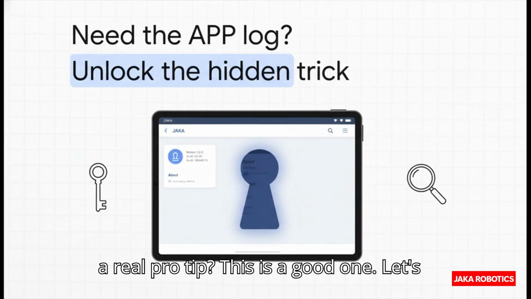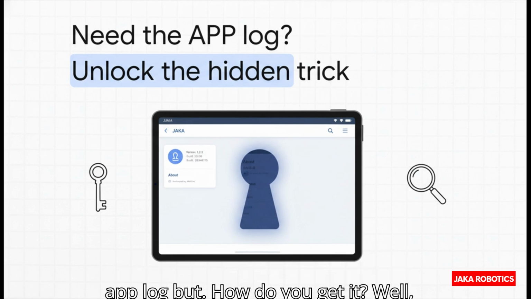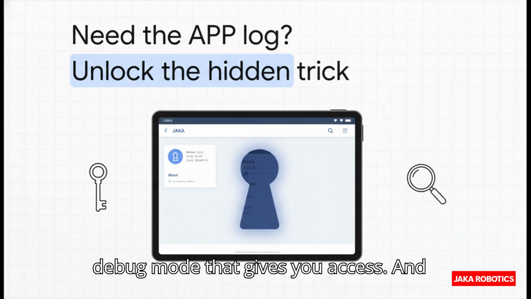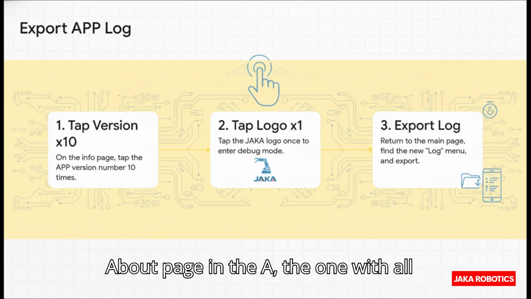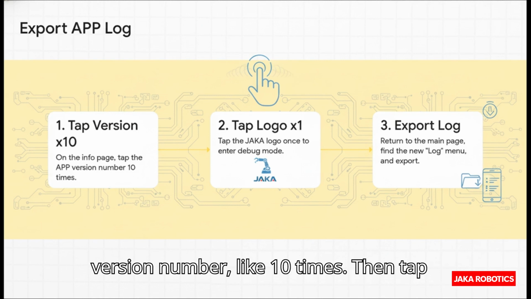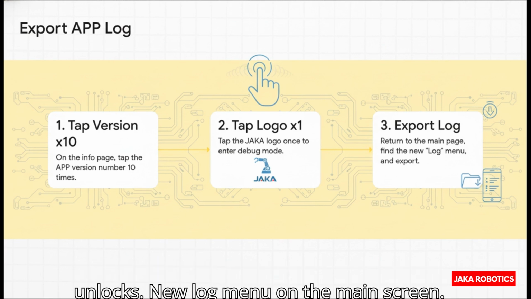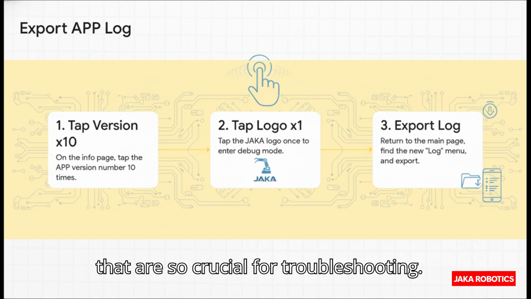Okay, you ready for a real pro tip? This is a good one. Let's say the app is crashing or just acting weird. Support is going to ask for the app log. But how do you get it? Well, there's a little hidden trick to unlock a debug mode that gives you access. And here's the secret handshake. Go to the About page in the app, the one with all the version info. Now tap fast on the app version number, like 10 times. Then tap the JAKA logo just once. That's it. It unlocks a new log menu on the main screen. Now you can get those detailed app logs that are so crucial for troubleshooting.